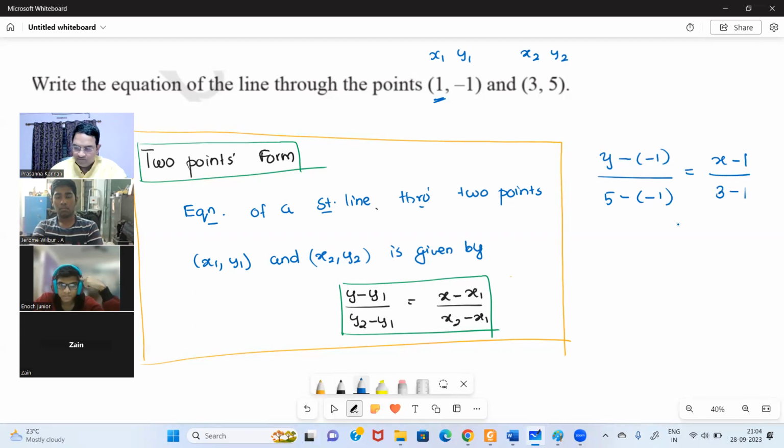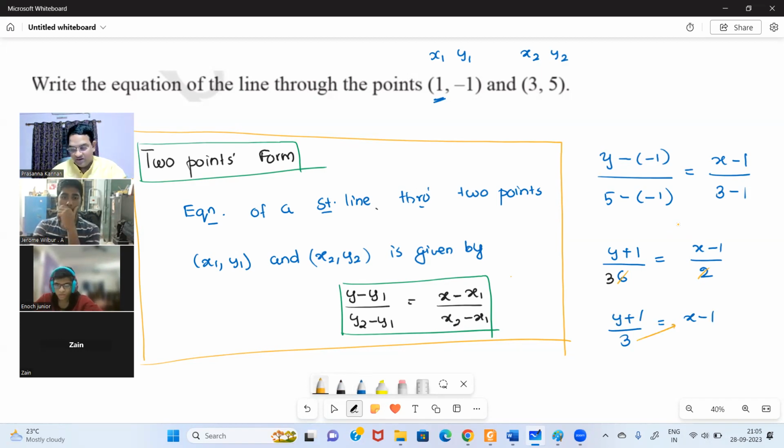That's it. So it will be y minus of minus 1 is y plus 1. 5 plus 1 is 6. That's equal to x minus 1 divided by 2. So 2 and 6 cancel. You get 3 here. So the equation that you get is y plus 1 divided by 3 is equal to x minus 1. You can't leave it like this. You have to cross multiply, write it in the form ax plus by plus c equal to 0. So this will be y plus 1 is equal to 3 into x minus 1. So it will be 3x minus 3.